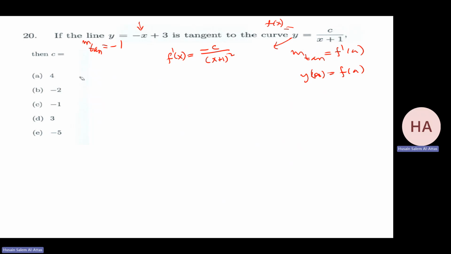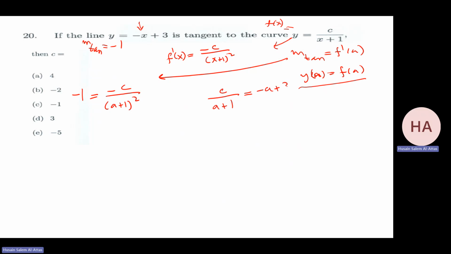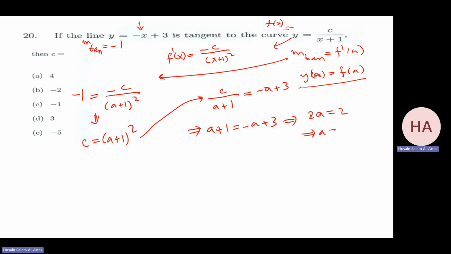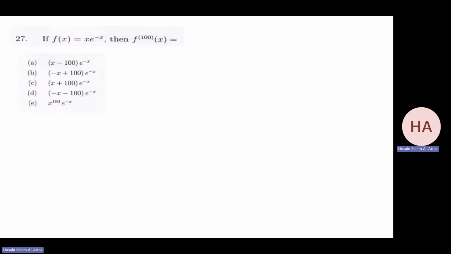So first equation, let me just make it like this. First equation, I have minus 1 equal minus c over (a plus 1) square. This is my first equation. Second equation, I have c over (a plus 1) equal minus a plus 3. From here, I'm getting c is (a plus 1) square. Plug it there. So I'm getting a plus 1 equal minus a plus 3. In other words, 2a equal to 2, meaning a is equal to 1. If a equal to 1, c will be what? 1 plus 1 square, which is 4. That's the answer.